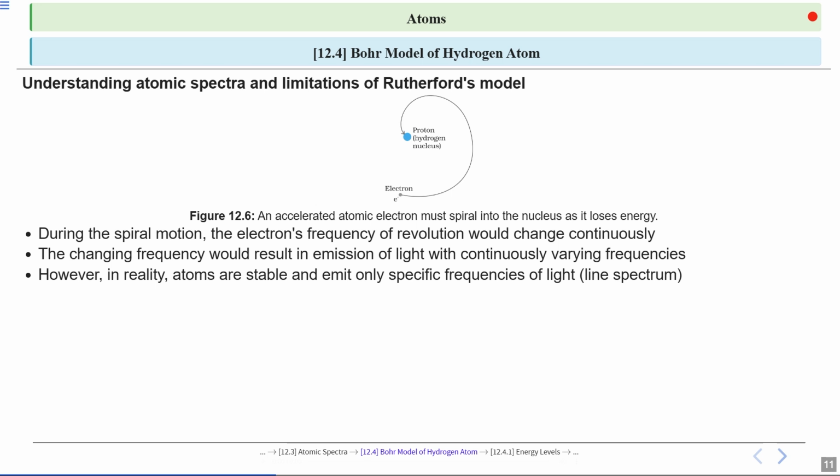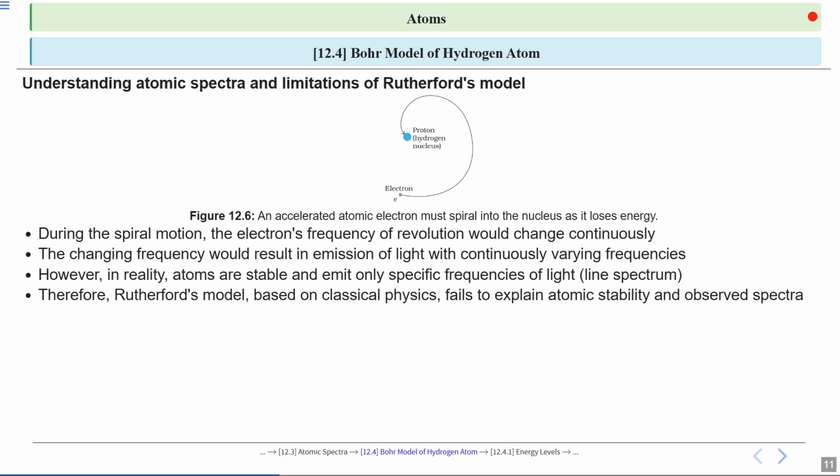However, when we actually look at the light emitted by the atoms, we see only certain specific wavelengths or frequencies. These are called line spectra. For example, hydrogen emits light at very specific wavelengths, not a continuous spread. This tells us that atoms are stable and only allow certain energy transitions, which classical physics can't explain.